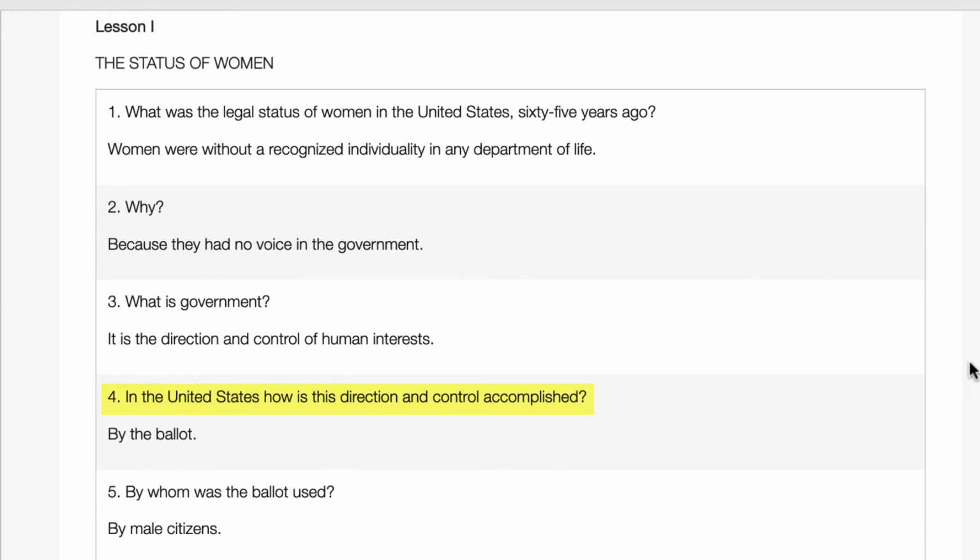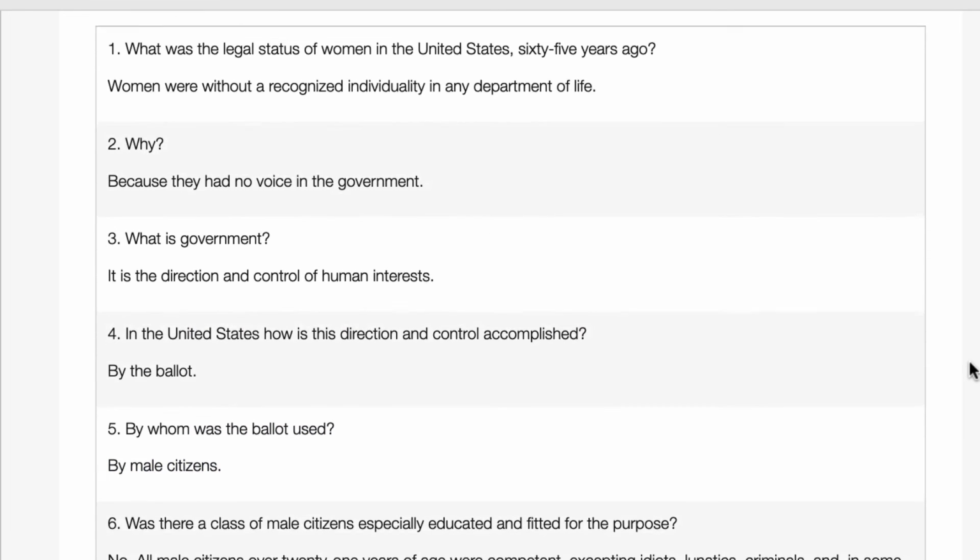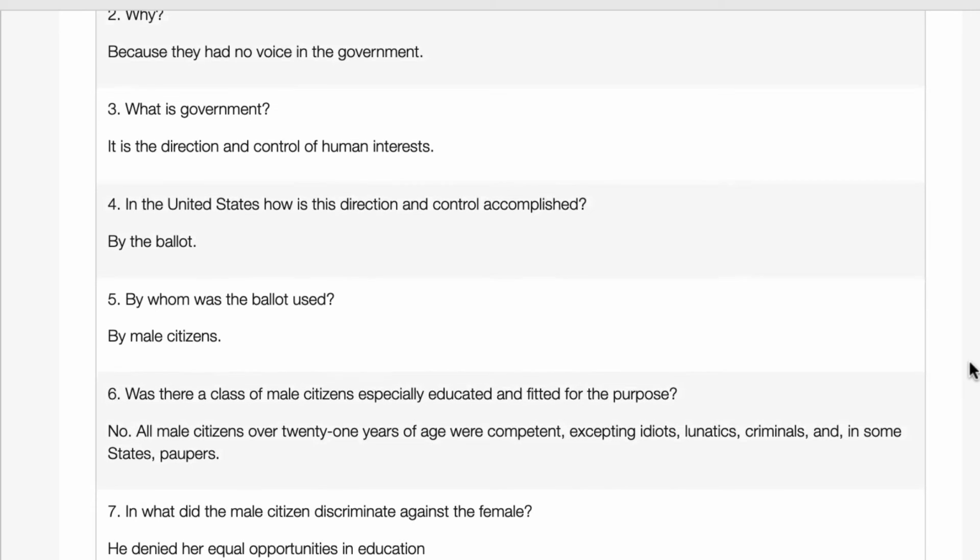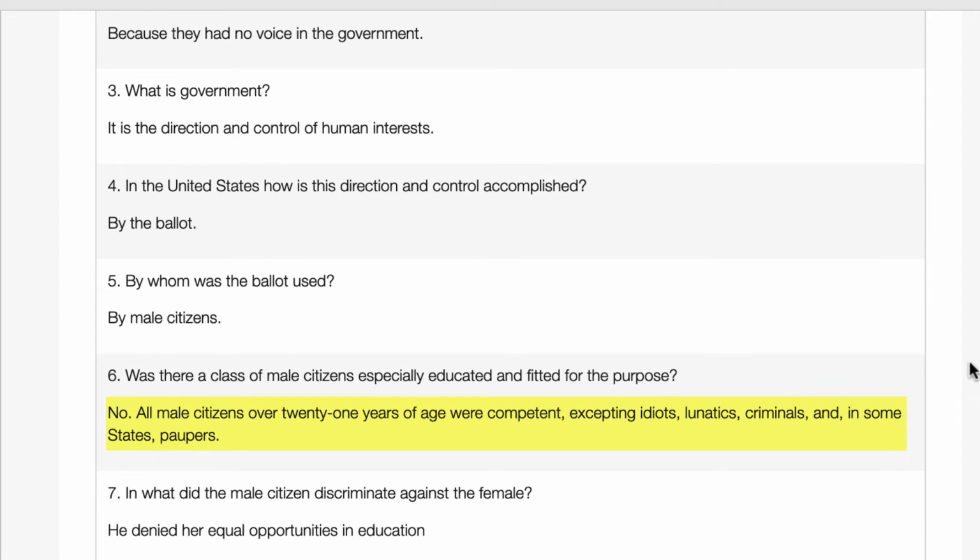In the United States, how is this direction and control accomplished? By the ballot. By whom was the ballot used? By male citizens. Was there a class of male citizens especially educated and fitted for the purpose? No. All male citizens over 21 years of age were competent, excepting idiots, lunatics, criminals, in some states, paupers.